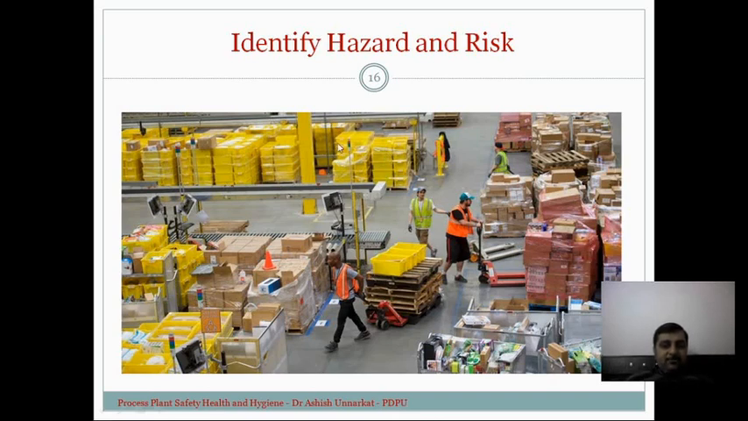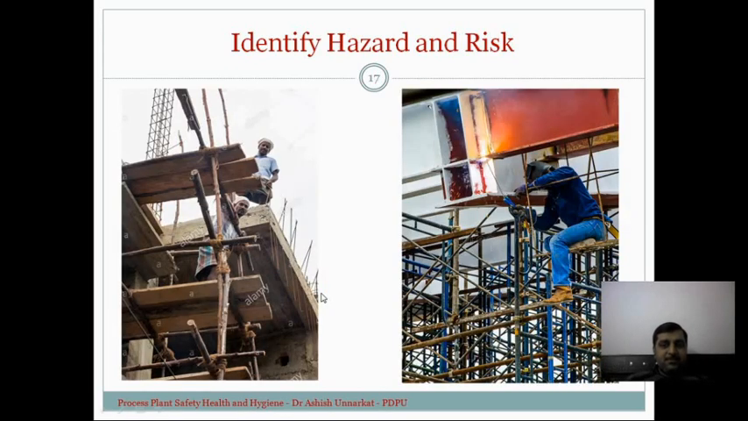So stacking of things, hydraulic failures. But that's a good practice. You see people are wearing shoes. There are specific route symbols that have been given. There are designated places for things to be kept. These are not piled too high. But yes, you have to look for what can be the hazard and what can be the risk.